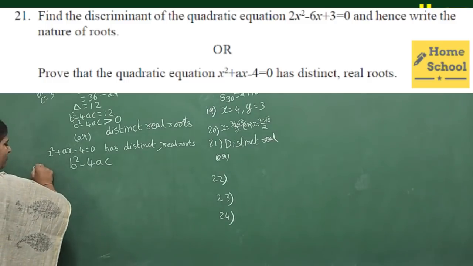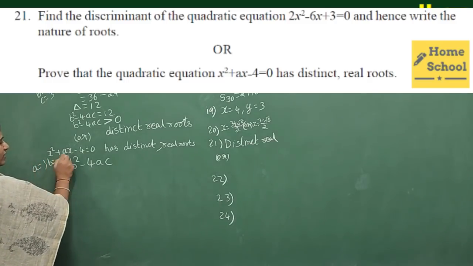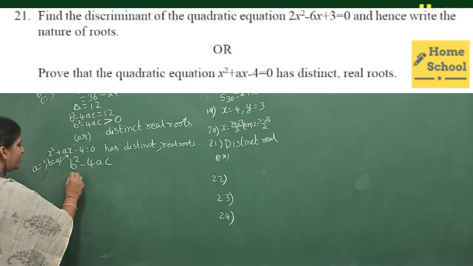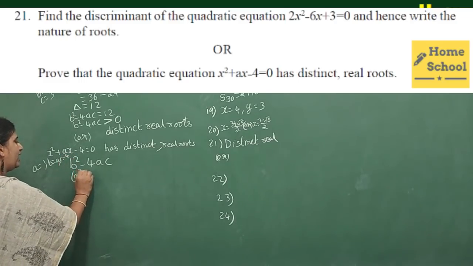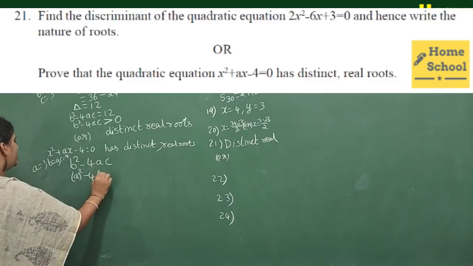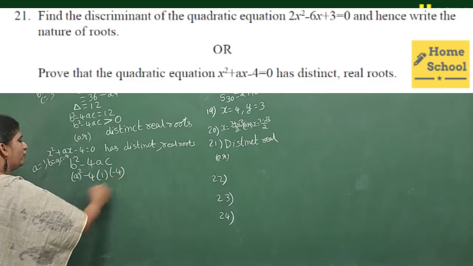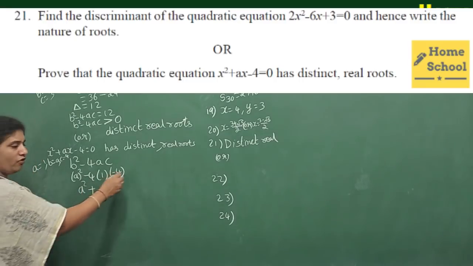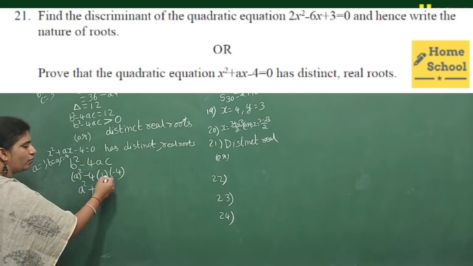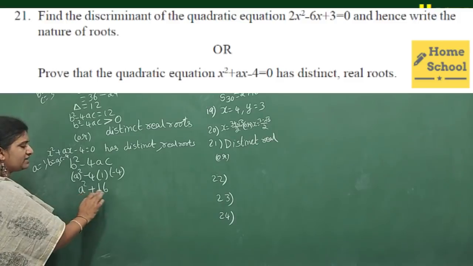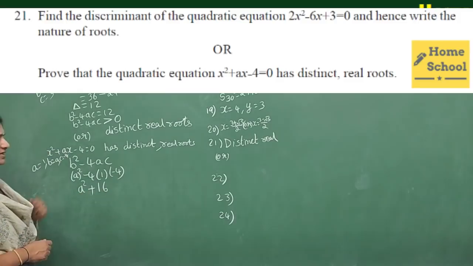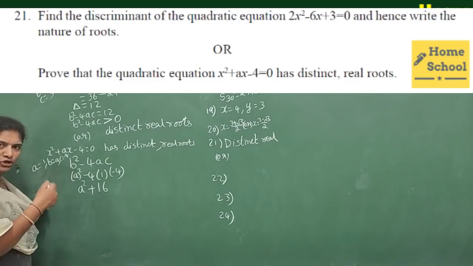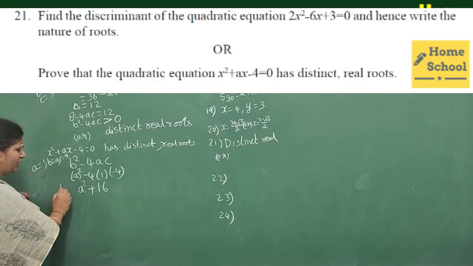First write here, a value is 1, b value is a, c value is minus 4. Substitute in this: a square minus 4 into 1 into minus 4. A square minus into minus plus, 4 4s are 16, into 1 is 16. A square plus 16 I got. What is this? This is the discriminant. If you want, you can take d is equal to or delta equal to, any one you can take.